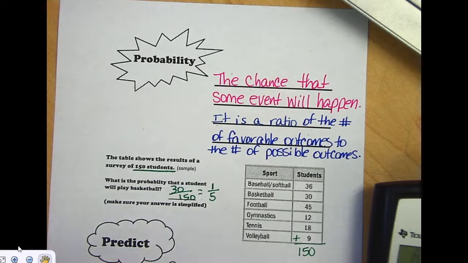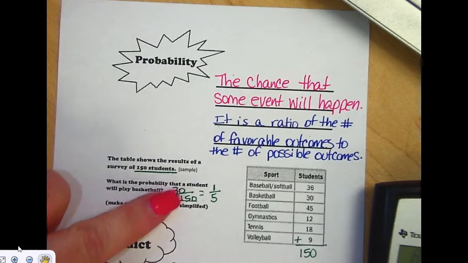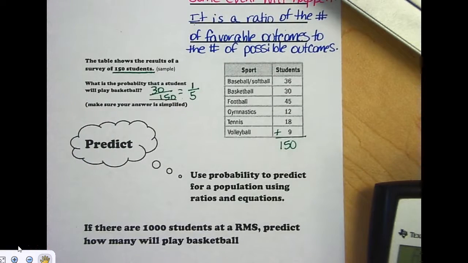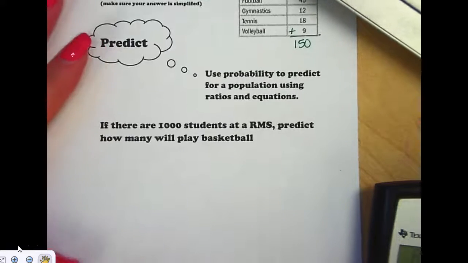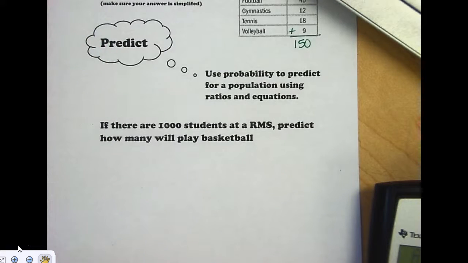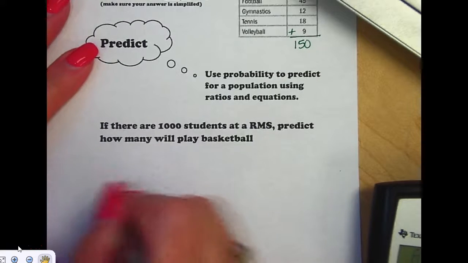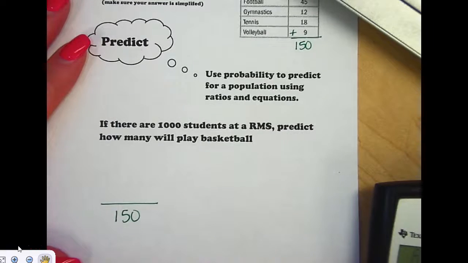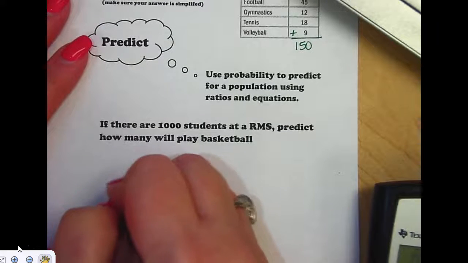So now what we're going to do is use this data from the survey to make a prediction. Use probability to predict for a population using ratios and equations. So we're going to say that there are 1,000 students at RMS. Predict how many will play basketball. So remember, part over whole, part over whole. So if the entire sample size was 150, and the part that played basketball was 30.